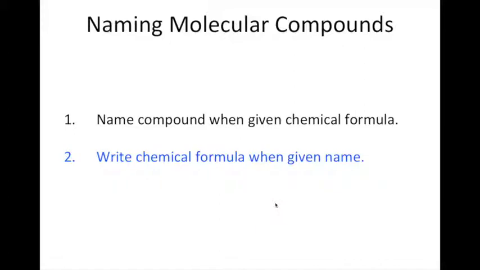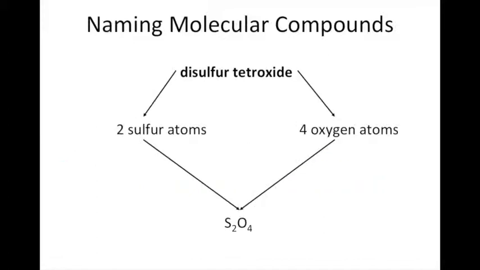So now let's look at our second case where we're going to be asked to write the chemical formula when we're given the name. And this one's not too bad. We just kind of do the reverse of what we did before. Let's say we had disulfur tetroxide. Well, disulfur, that means we have 2 sulfur atoms in our compound, di for 2, and tetra means 4, so we have tetroxide, so we have 4 oxygen atoms. So here, our compound would be S2O4. Again, we use the subscripts 2 and 4 to indicate how many of each atom we have in a chemical formula.